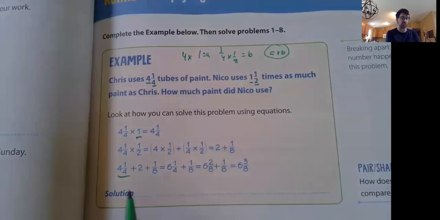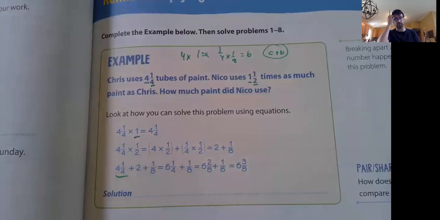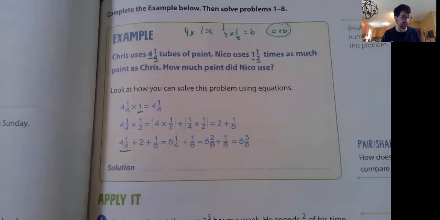Okay, and so then go through the process. Well, we know that 4 1/4 plus 2 is 6 1/4. We need to add an eighth, so we need to convert this to eighths, and that's how we get to our answer. So look at that closely, please, because that's going to be the tricky stuff, when we have problems that are mixed numbers like that.